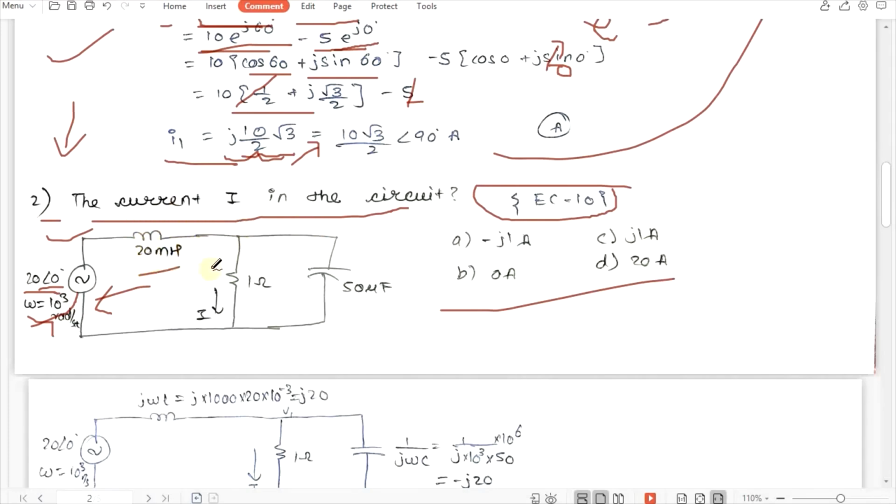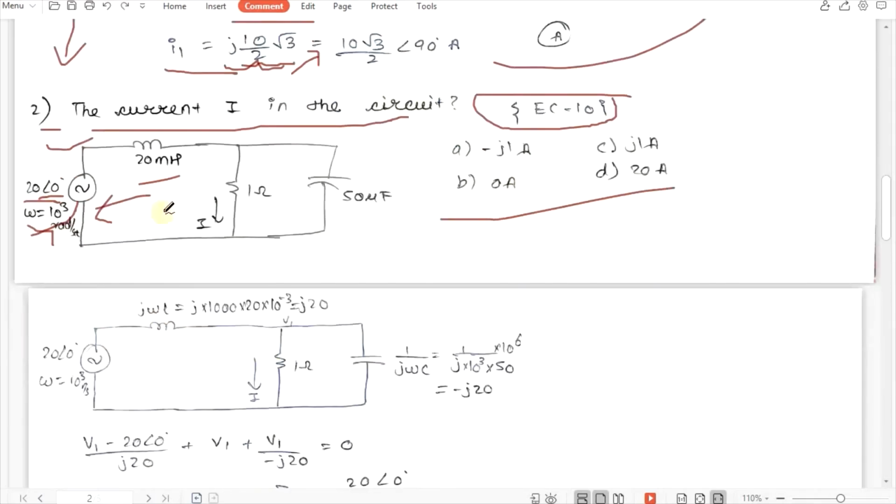So j into 20 into 10 raised to minus 3 into omega. Omega is 10 raised to 3. So if we convert this, it will be j omega L, j into 1000 into 20 into 10 raised to minus 3. So it will be j20.